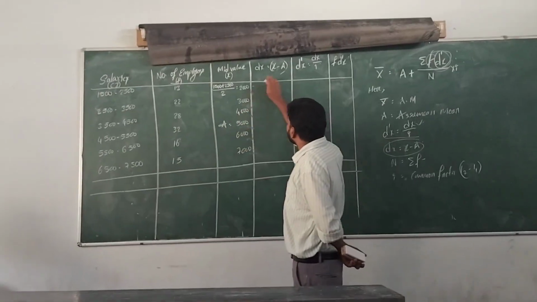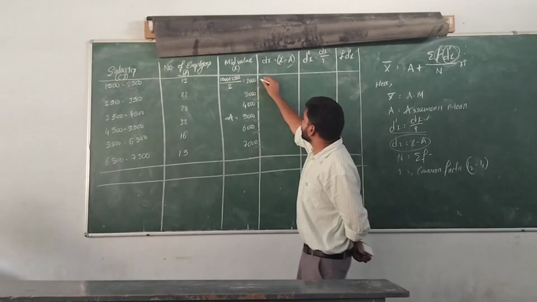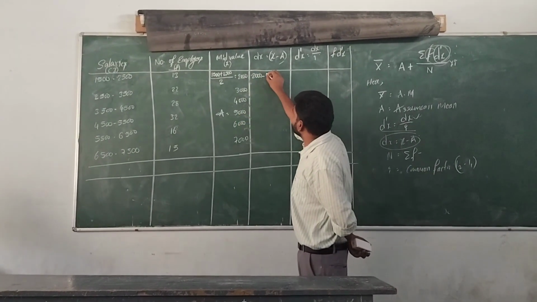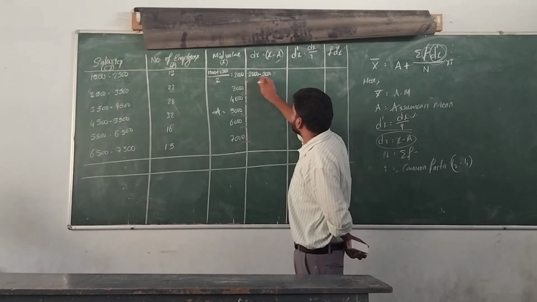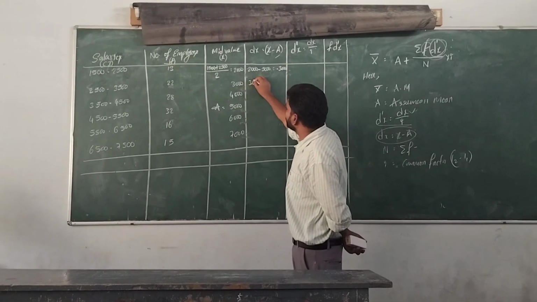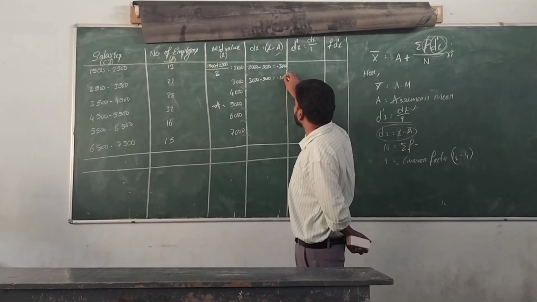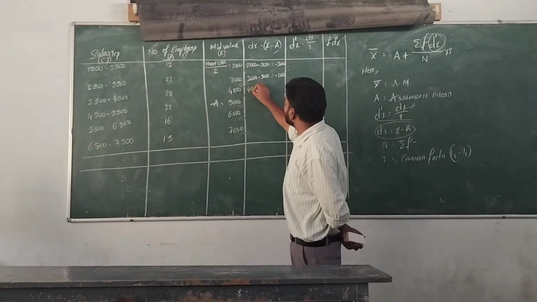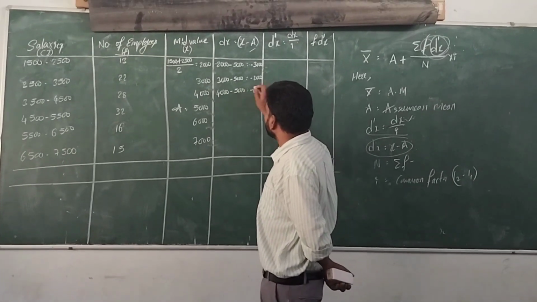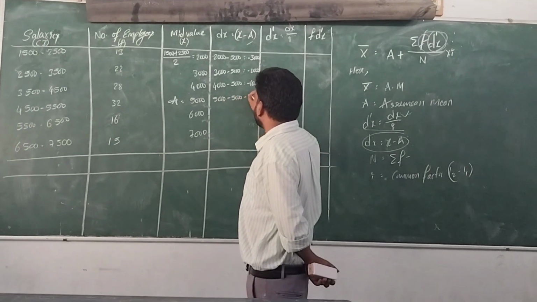So here, what's the x value? These are the x values. 2000 minus the assumed mean 5000 equals minus 3000. 3000 minus 5000 equals minus 2000. Next, 4000 minus 5000 is minus 1000. Next, 5000 minus the assumed mean 5000 is 0.